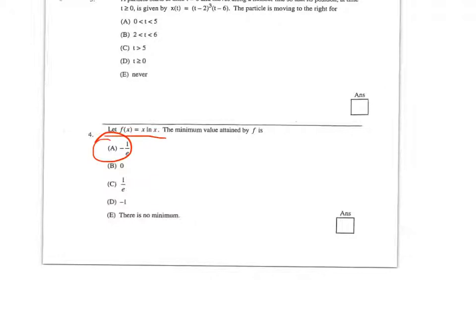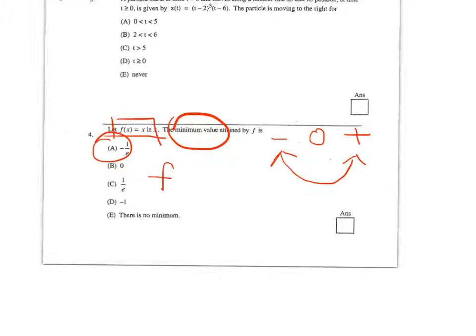So we have a function. It's asking for the minimum value. So all you should know is the derivative goes from negative to 0 to positive. It's like a smiling face. It's the happiest part of calculus. So we need to take the derivative of this, which is, again, product rule. x times 1 over x plus ln x times 1. So you have 1 plus ln x.